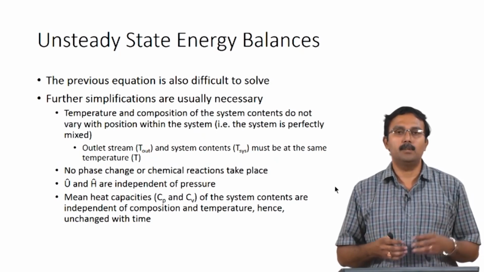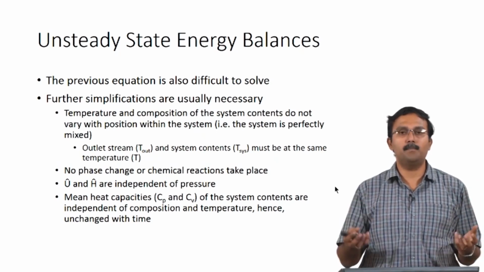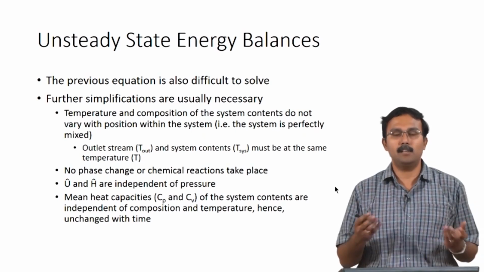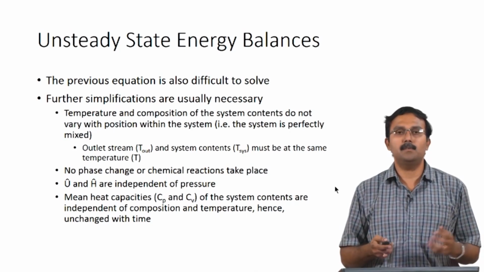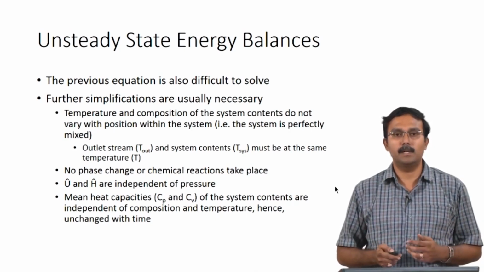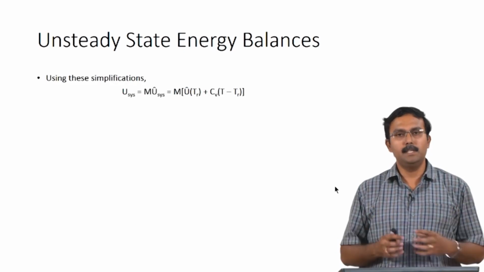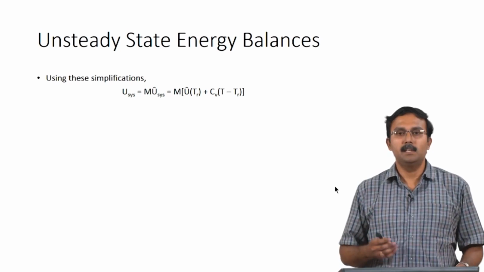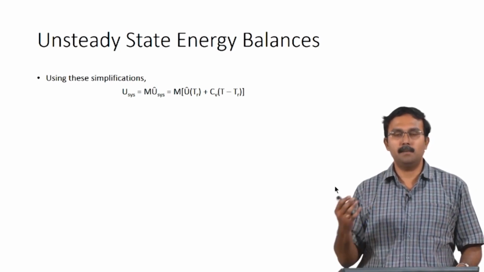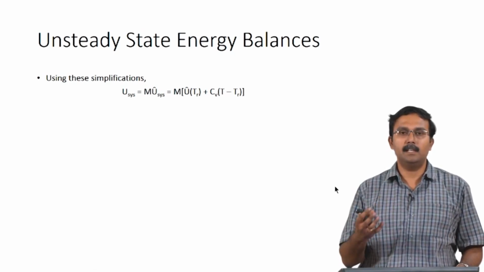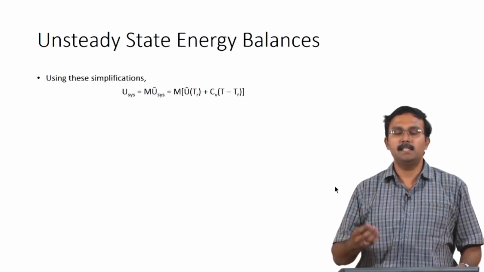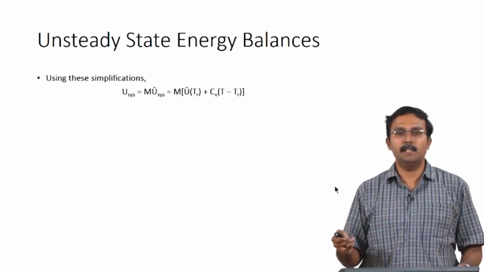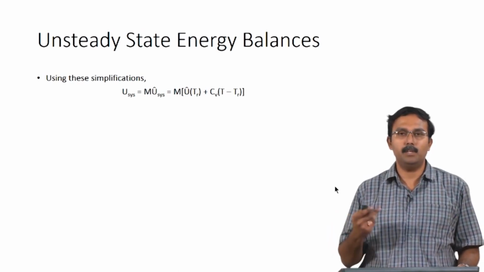That is important. Even if there is some change in composition, you have to assume that the Cp and Cv for the system remain constant, and only with that kind of system will you be able to solve this equation. Using these simplifications, U sys equals m times U cap sys. The U cap sys, basically the system's specific internal energy, would be the internal energy at a reference temperature plus Cv times T minus the reference temperature. This specific internal energy times the total mass of the system will give you the total internal energy of the system.